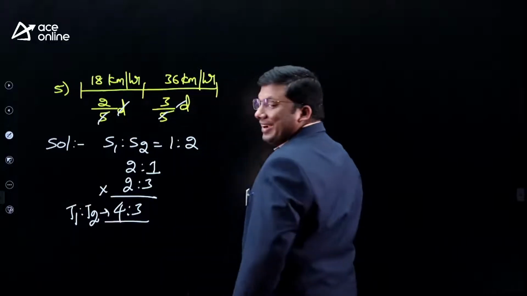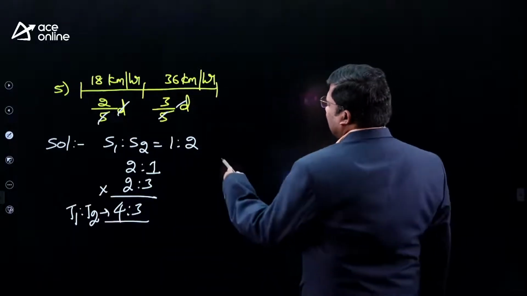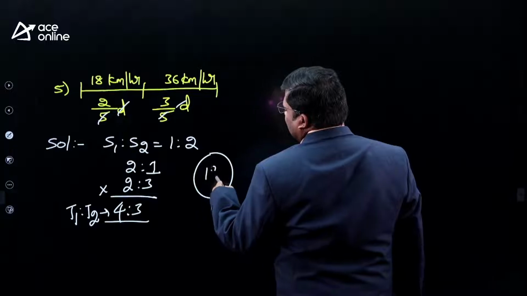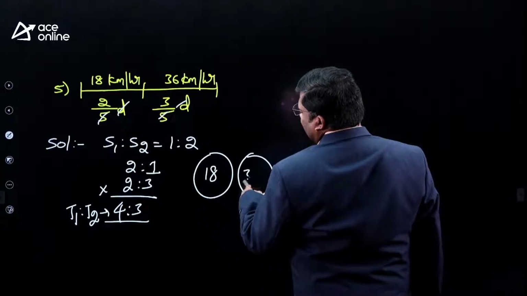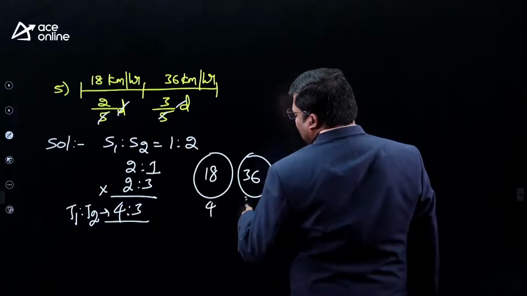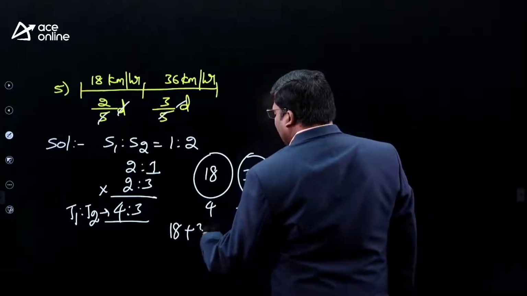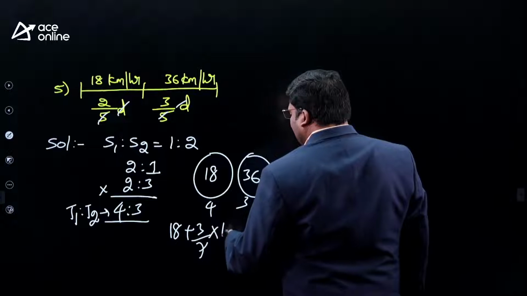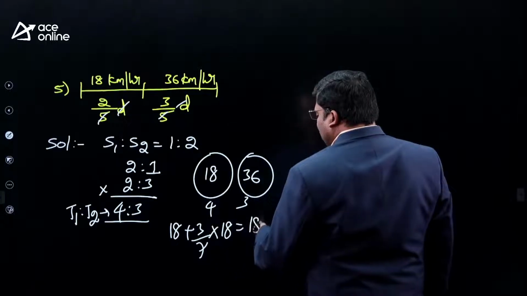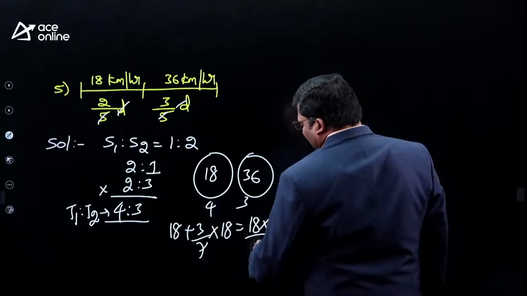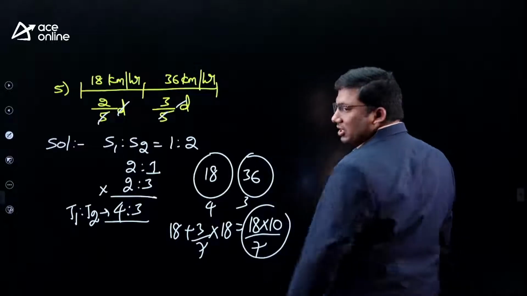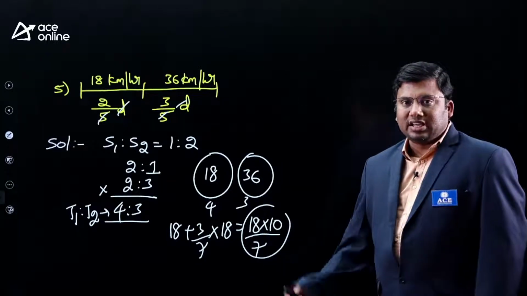I hope the idea is clear. Now the process is easy. 18 kilometers per hour, 36 kilometers per hour. It is moving in the ratio 4:3. So this will become 18 plus 3 by 7 into 18, which is 18 into 10 by 7, that is 180 by 7. It is the answer.